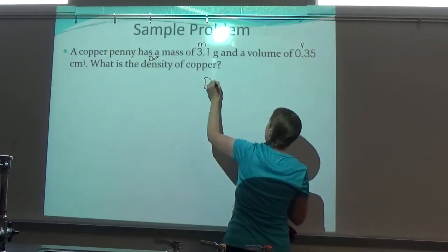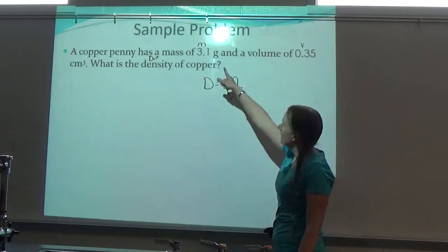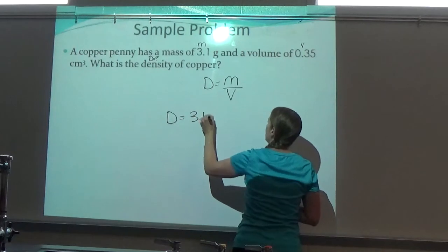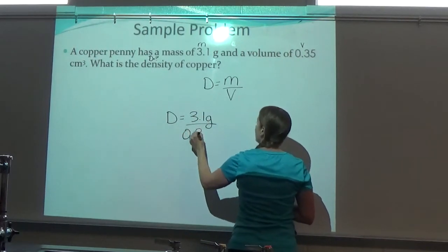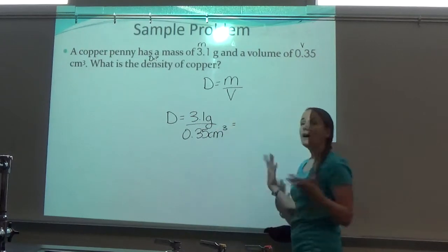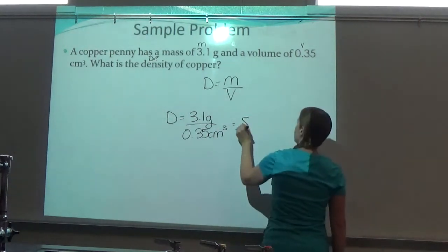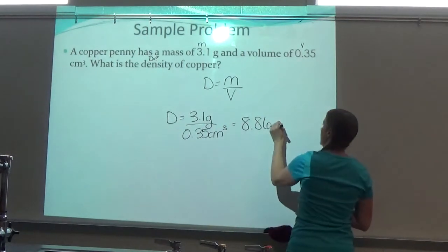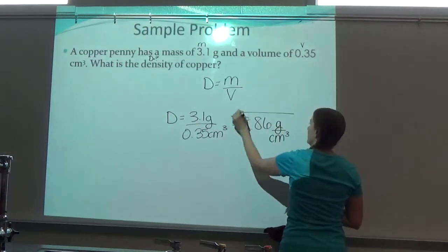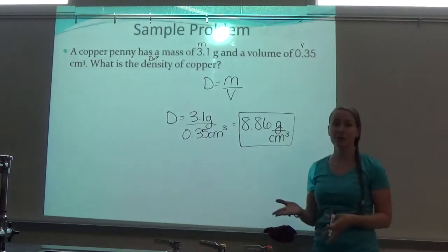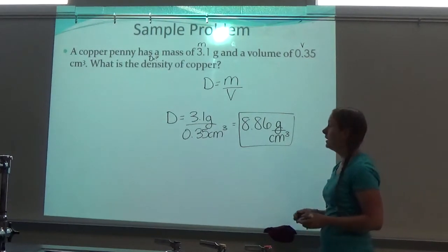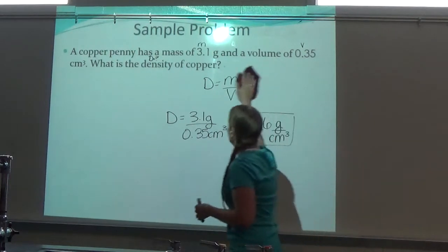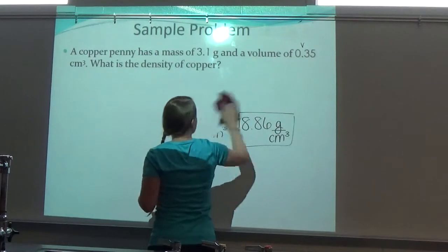Okay, so density equals mass over volume. So they gave me the mass, they gave me the volume, so I just plug in. So my mass is 3.1 grams, my volume is 0.35 centimeters cubed. So I divide. When I divide, I get 8.86. Now, is a gram and a centimeter cubed going to cancel? No, because they're not the same thing. So I keep both units. So the unit is grams per centimeter cubed. For density, you'll always have a double unit. Okay, it doesn't have to be grams and centimeters cubed, but you'll have a mass over a volume for density. All right, so hopefully you've done this before in physical science, and so this is just kind of review.